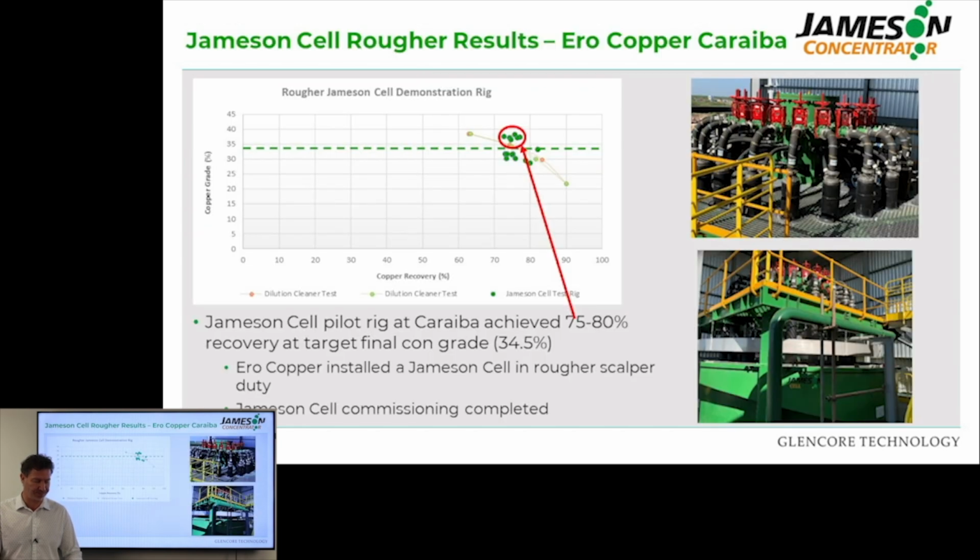Another project, the Aero Copper Caraiba project in Brazil. There was pilot test work carried out at Caraiba, which showed 70% or 80% recovery of copper at a final concentrate grade of almost 35%. So the client was so happy about the results that they bought a Jameson Cell in a rougher copper duty, and they commissioned the full-scale cell this year.